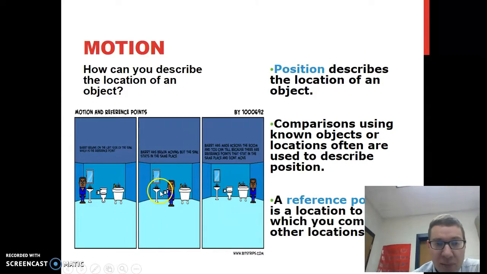When he moves to the center, he's now on the right side of the sink. Okay? And when he moves all the way over to the right side of the room, he's now on the left side of the bathtub, the toilet, and the sink.